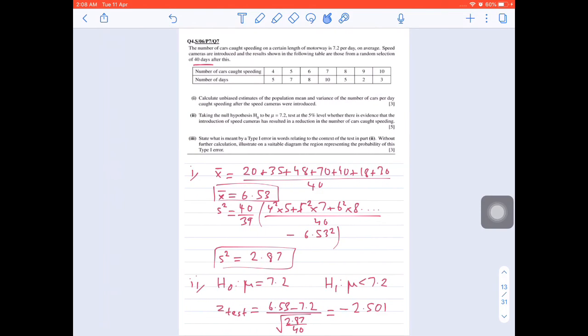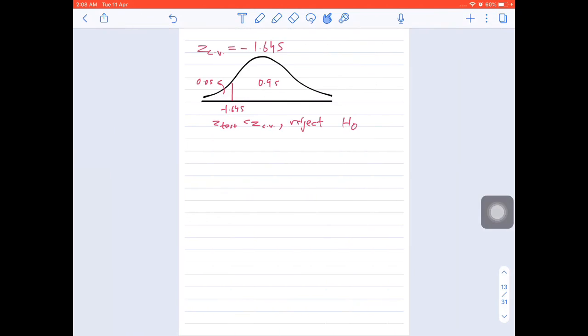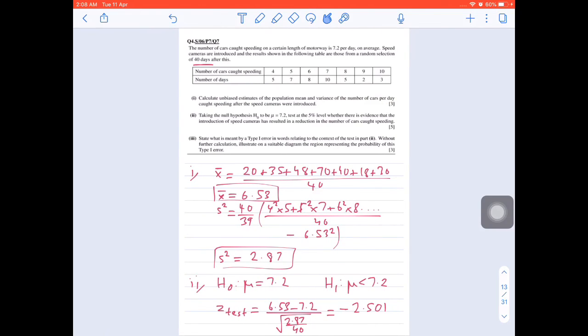Then in the third part, state what is meant by a type 1 error in words relating to the context of the test in part 2. Without further calculation, illustrate on a suitable diagram the region representing the type 1 error, right? So state what is meant by type 1 error.